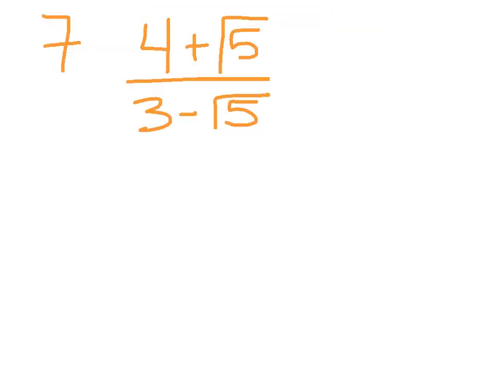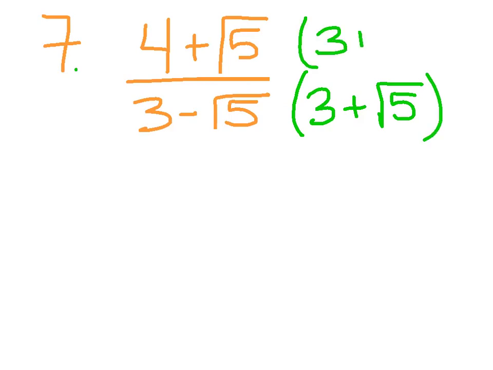Well, folks, it's just about that time. We have made it to our last example. Again, I encourage you to try it on your own and compare with me in the end. So here goes nothing. 3 plus radical 5 for my conjugate, 3 plus radical 5.